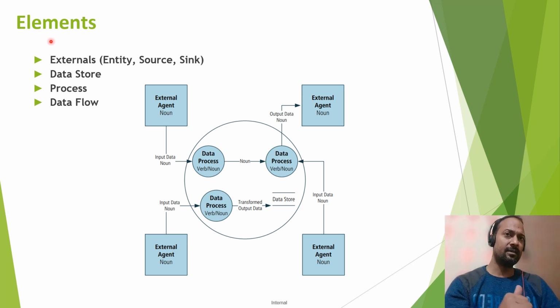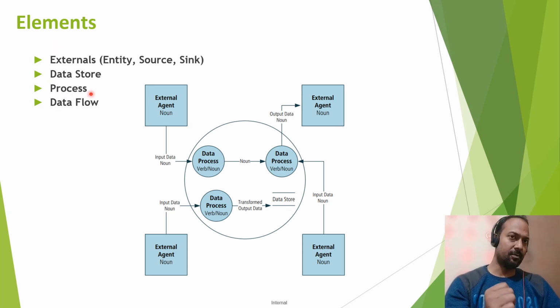Now, what are the elements inside that? You can see the external entity, the source and the sink. So sink is nothing but the destination where the data needs to be sent, the consumer of the data. The source is where the data originates, the input originates, right? That could be an external agent as well. The data store, as I said, is a database which stores the information, takes the data as an input and also gives out the data to the external agent as the output.